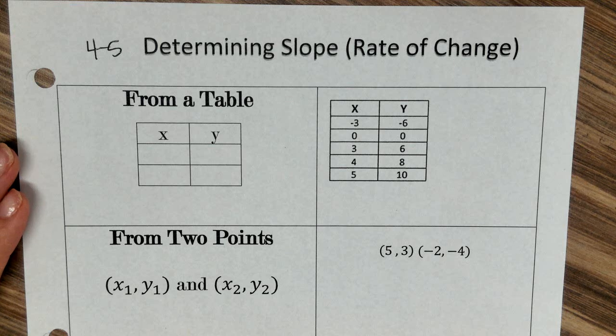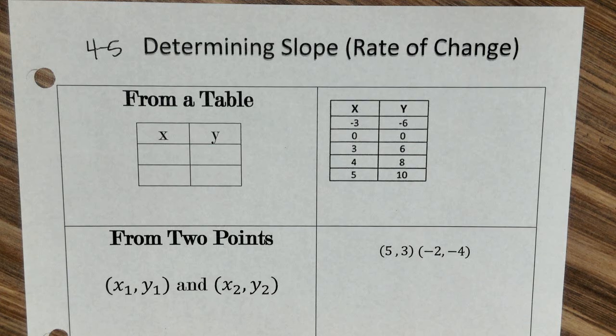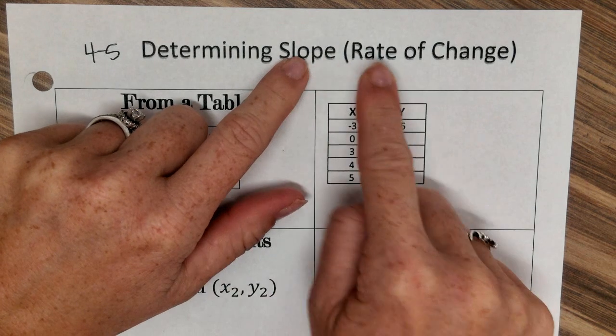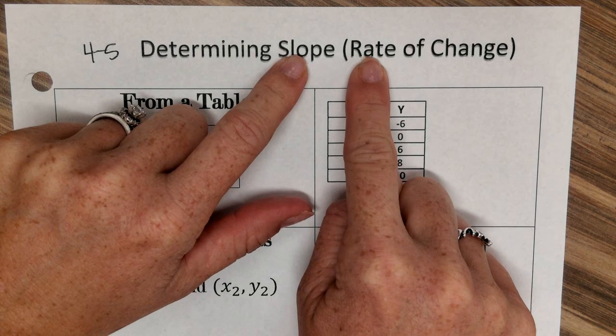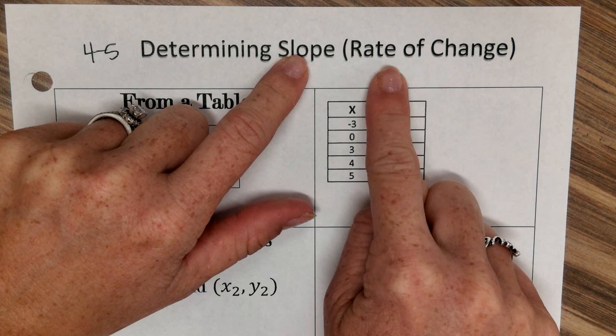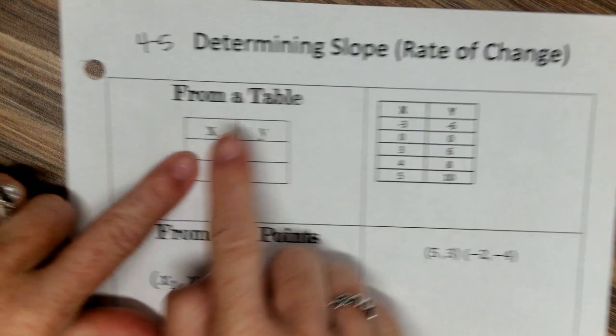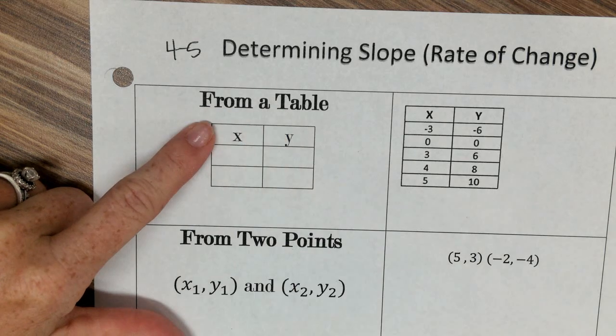Today we're going to be going over what we learned last week, so nothing will be new today. We're going to learn how to determine slope, and what is slope also referred to as? Rate, and you can also call it rate of change. Rate and rate of change mean the same thing, okay? So how are we going to find slope from a table?